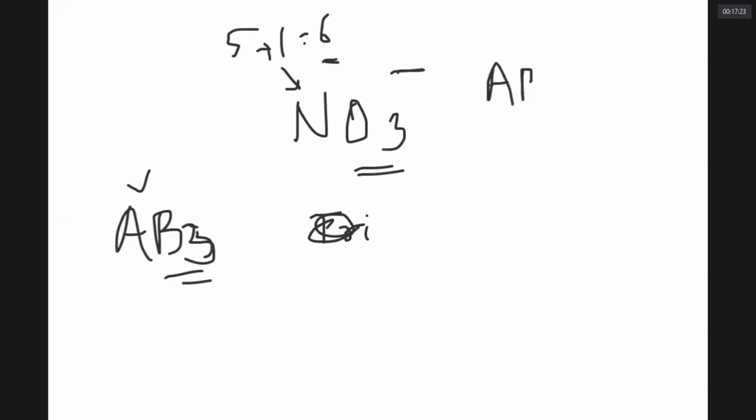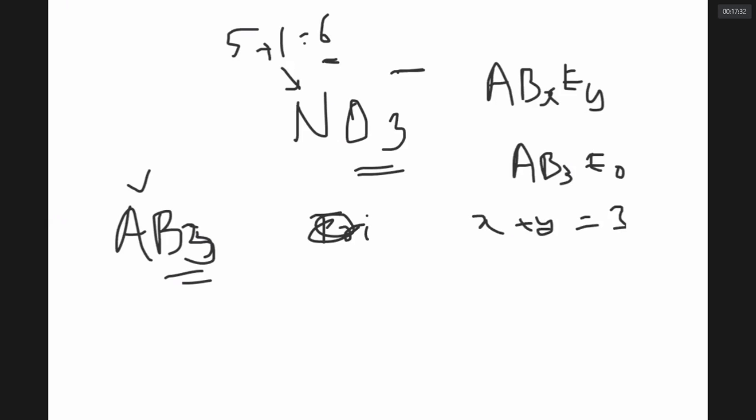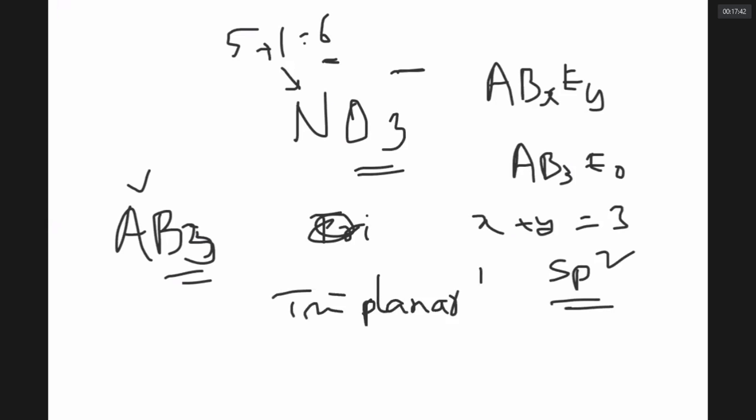You have to classify the molecule into ABxEy. It is AB3E0, so X plus Y is equal to 3. The hybrid state is sp2. Now AB3 with no lone pairs and sp2 hybridization is trigonal planar. Any doubt on this?